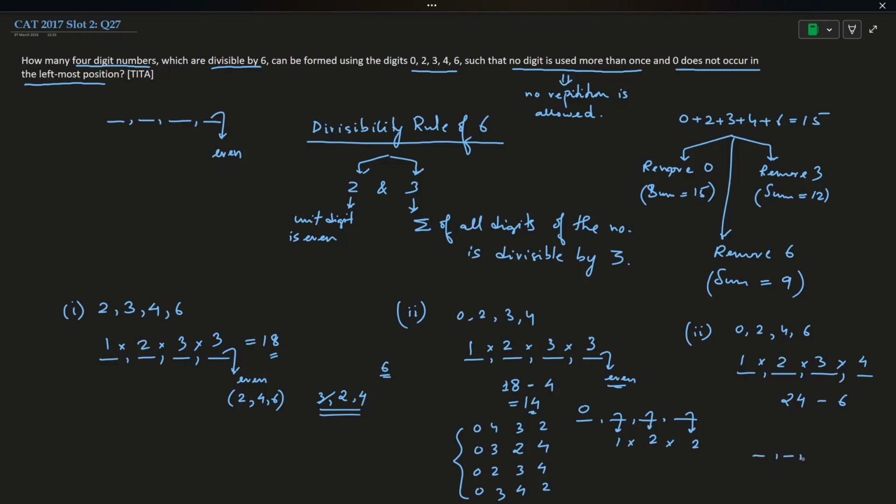If 0 is in the first place, that means this number can be filled in how many ways? 3 ways. This can be filled in 2 ways. This can be filled in 1 way. So 6. So this is 18 again. It's again 18. So what is the total number of ways?